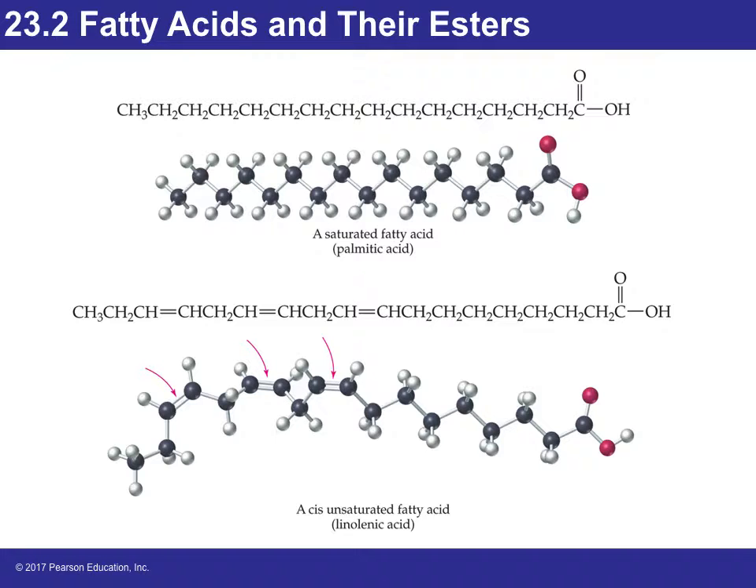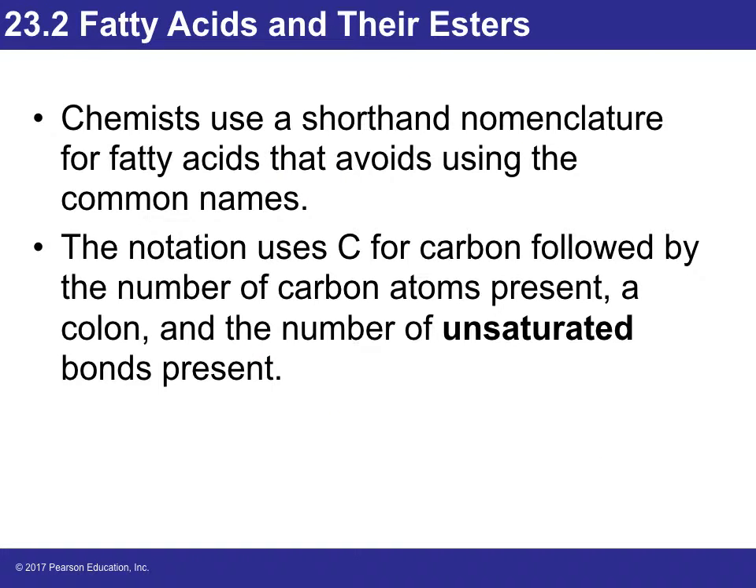And the one at the bottom is an unsaturated fatty acid, linoleic acid. Look here, the arrow shows you where the double bond exists. That is very important because it's going to give some of the properties. Now, chemists usually use a shorthand nomenclature for fatty acids that avoids using the common name. Most of the time we use C for carbon, followed by the number of carbon atoms that are present, a colon, and then the number of unsaturated bonds that are present.